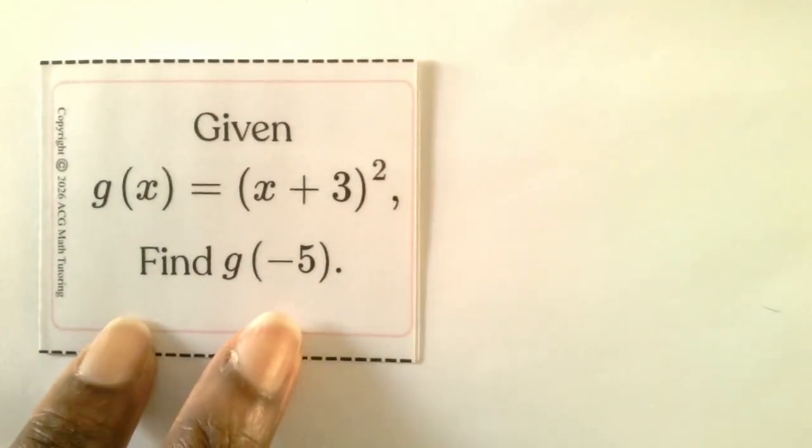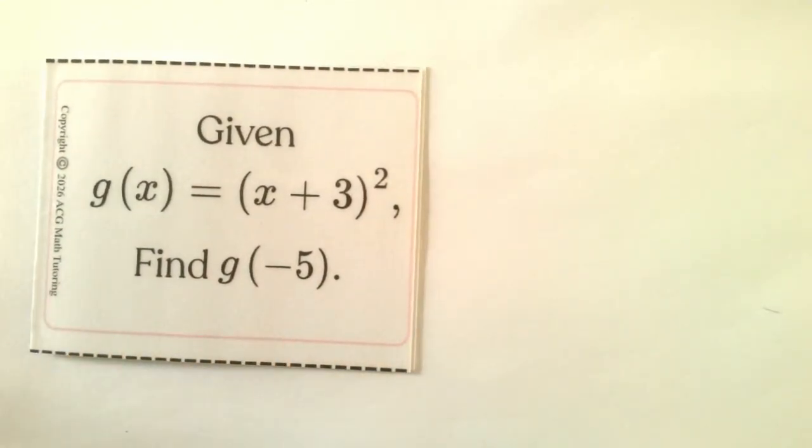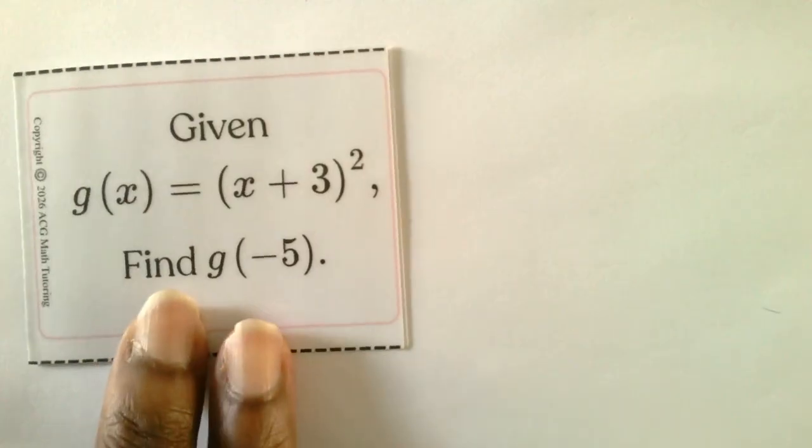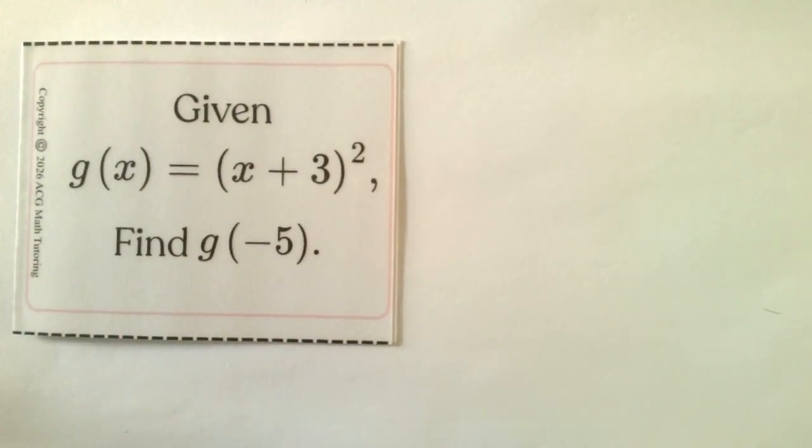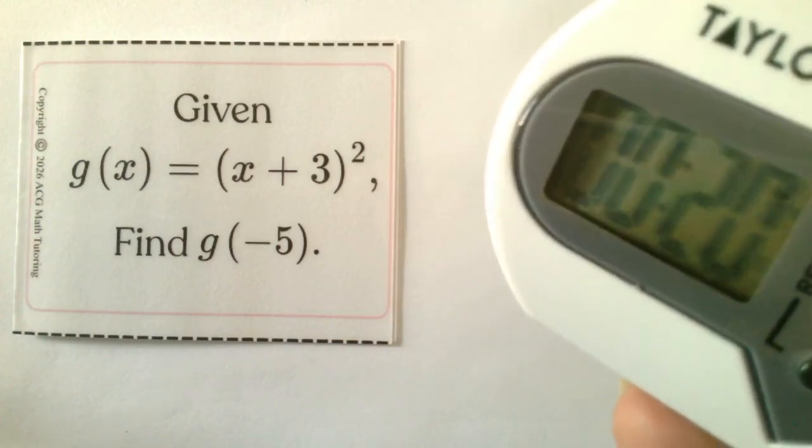Let's see what you can do with this. We're given that g of x is equal to (x plus 3) squared. Then we're trying to find what g of negative 5 is. This is function notation. Let's see if you can solve this in about 20 seconds.